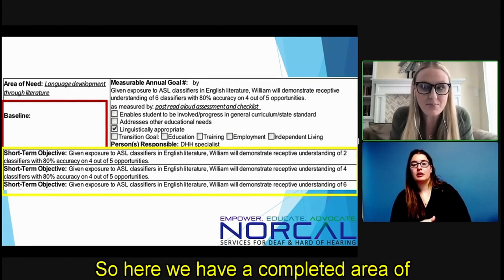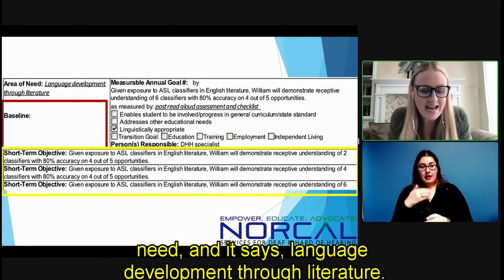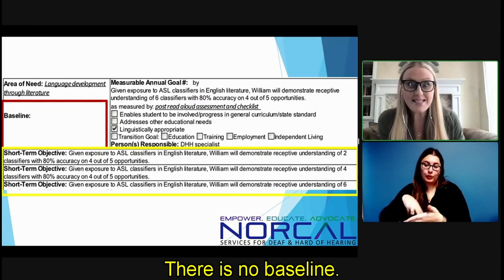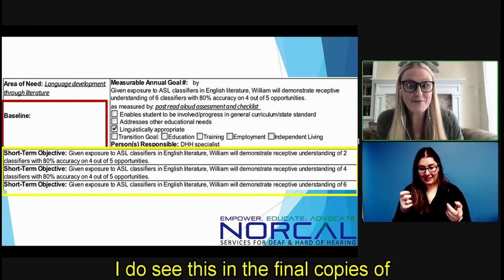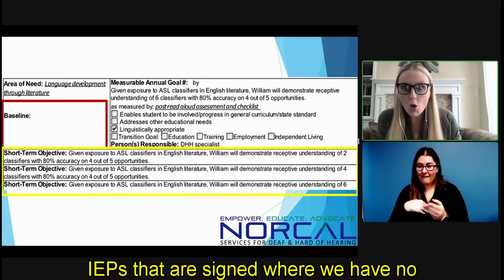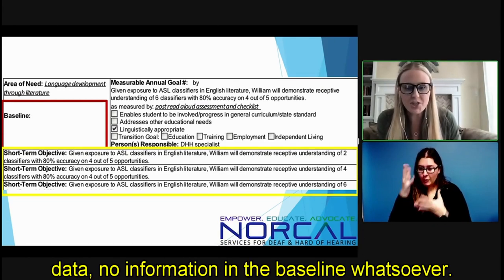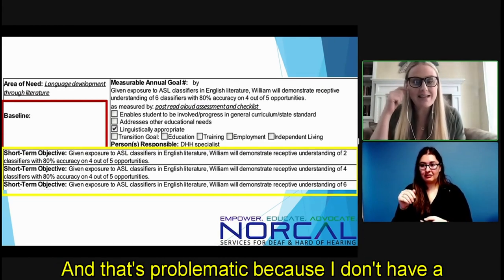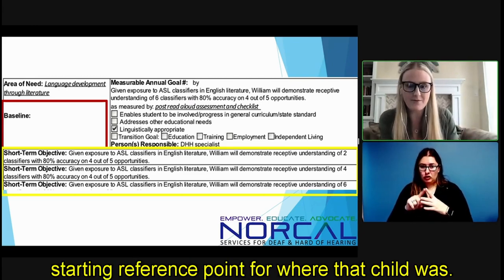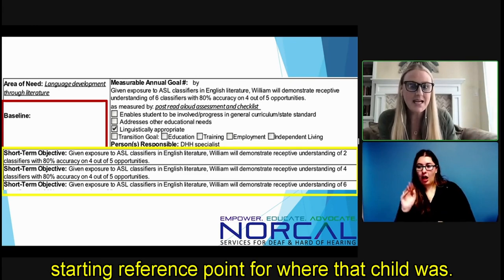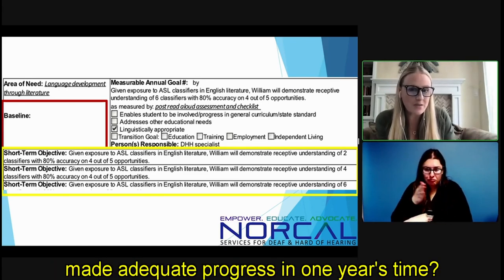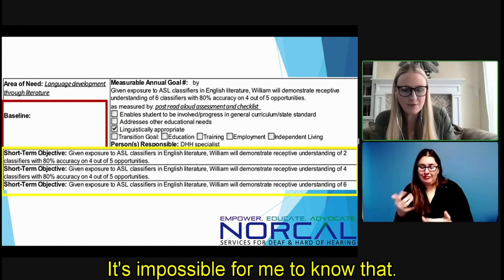So here we have a completed area of need, and it says language development through literature. There is no baseline. I do see this in final copies of IEPs that are signed where we have no data, no information in the baseline whatsoever. And that's problematic because I don't have a starting reference point for where that child was. And therefore, how do I know if they made adequate progress in 1 year's time? It's impossible for me to know that.